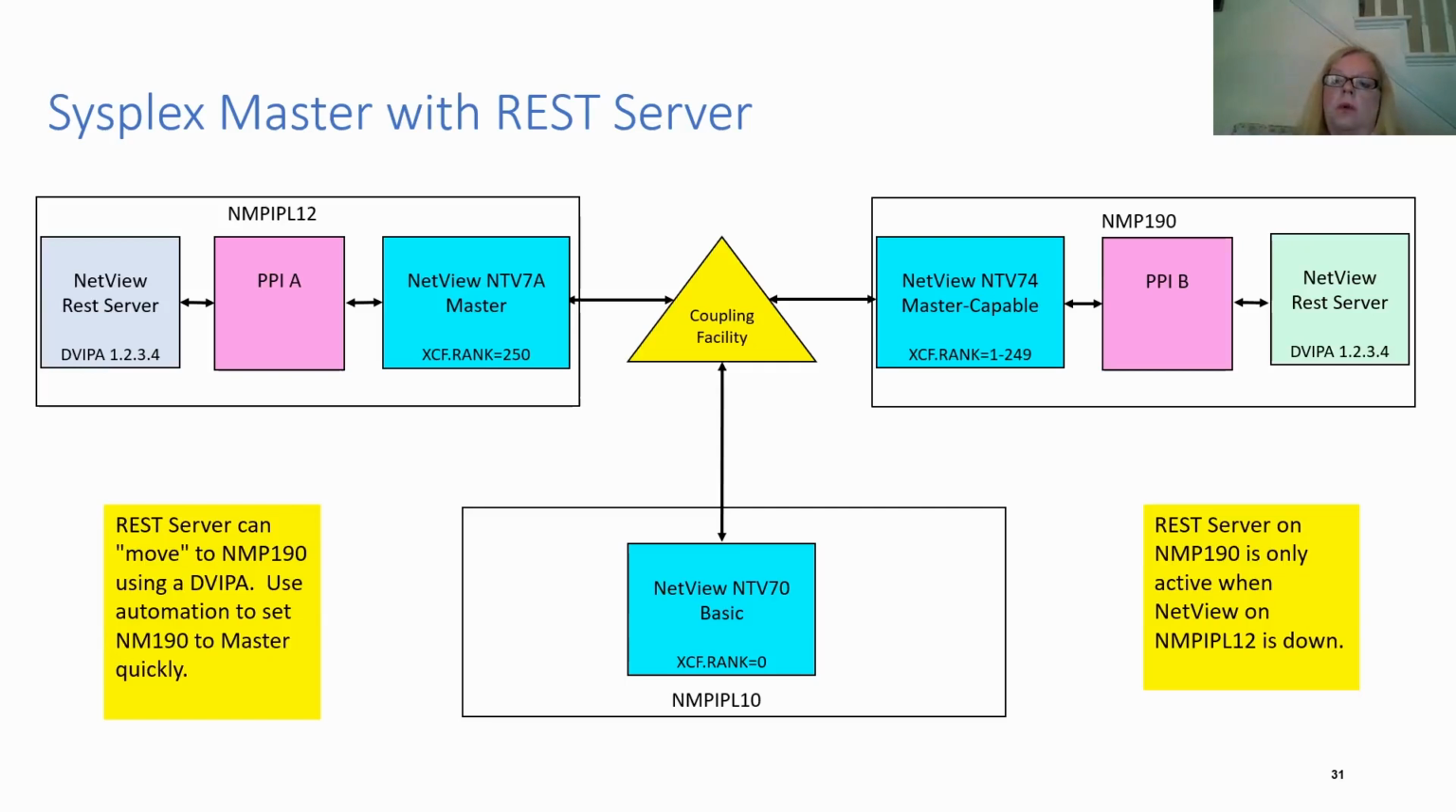But in order for failover and high availability to happen, you're going to need a REST server configured and ready to be started. You can use a devipa for the address for the REST server. And then you can use automation to set NMP 190 to master very quickly.